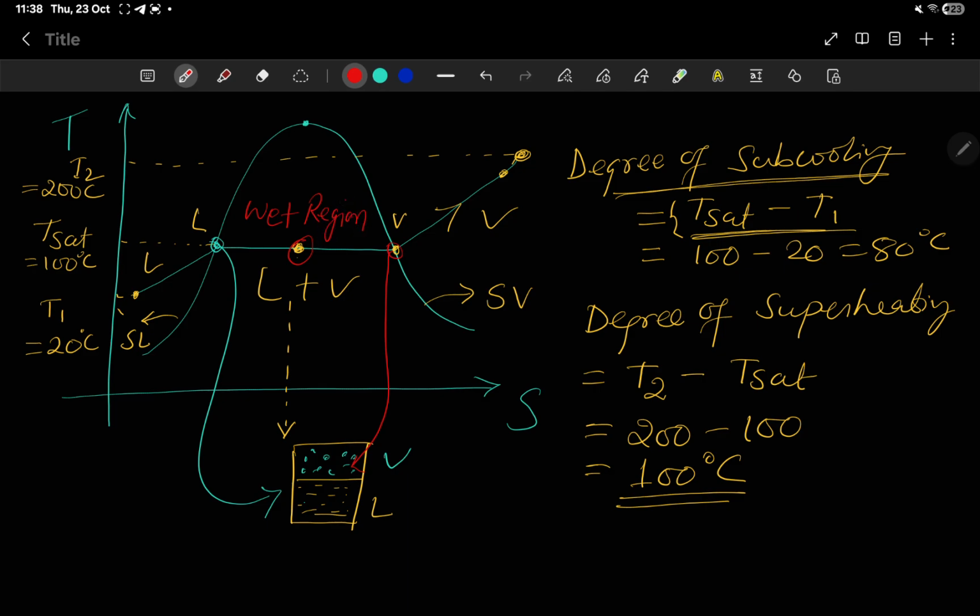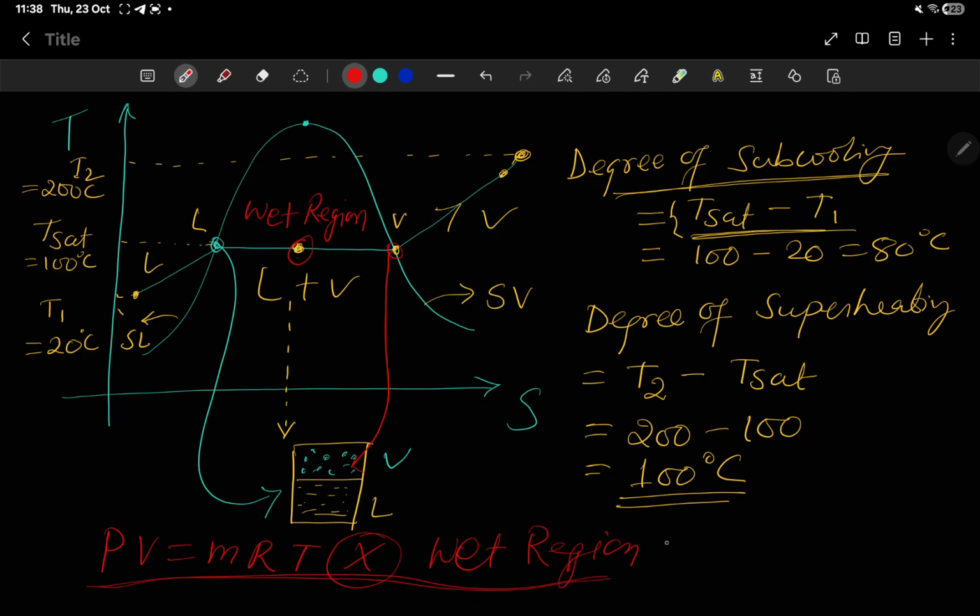We call this region the wet region, and we do not apply the ideal gas equation, that is PV equals mRT, in the wet region. This is one important concept, because this equation is applied for ideal gases. It is not for a mixture of vapor and liquid. Now let's explore it more.